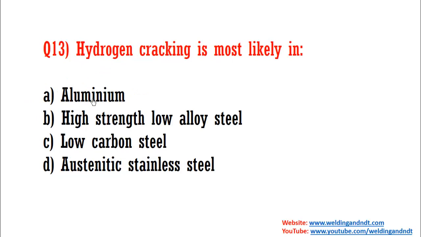Now question number 13. Hydrogen cracking is most likely in... see, we can get hydrogen cracking in high strength low alloy steel, and we can get hydrogen cracking in low carbon steel also. But if you compare, then high strength low alloy steel is more prone to hydrogen cracking. Hence the answer will be option B, high strength low alloy steel. This is also known as HSLA.